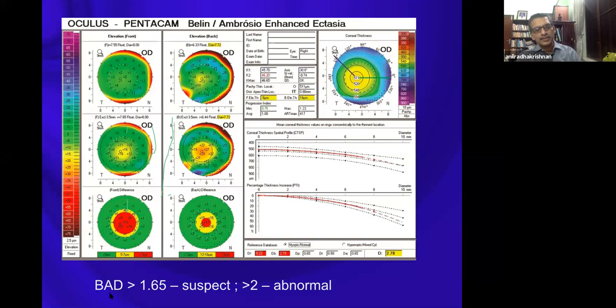So as I was telling before, BAD up to 1.5 is perfectly normal. Anything more than 1.65 is considered as suspect. And anything more than 2 is abnormal unless proved otherwise.